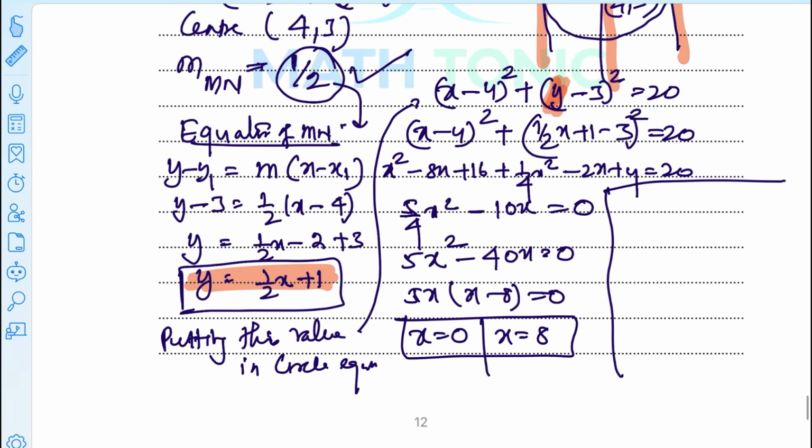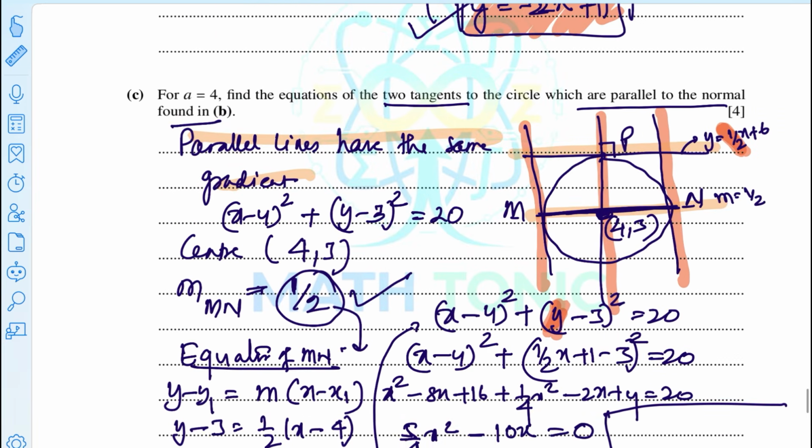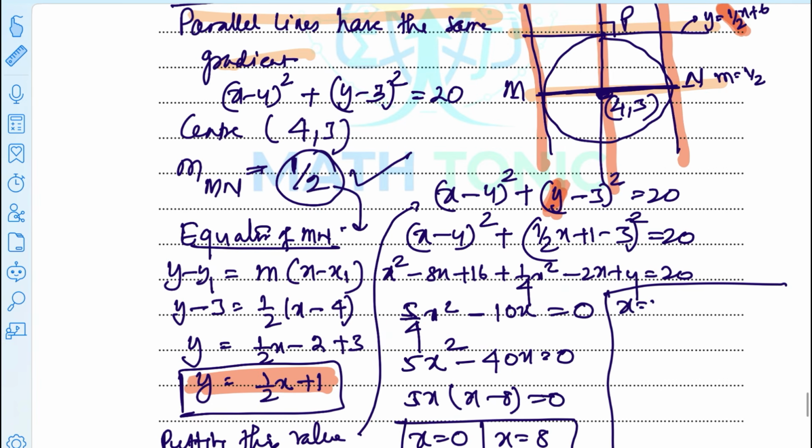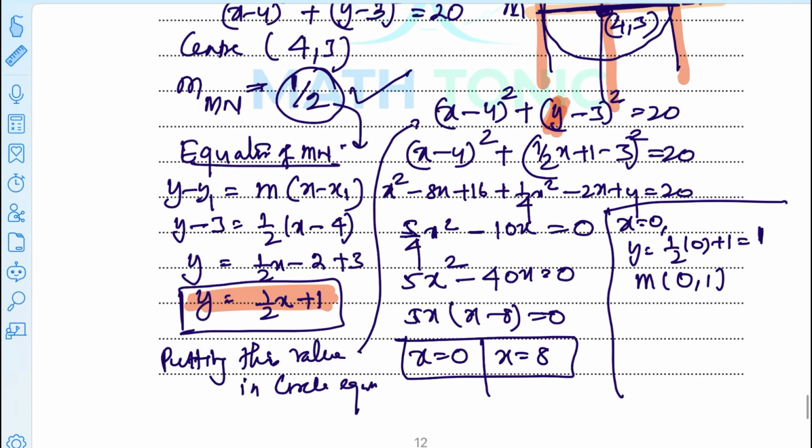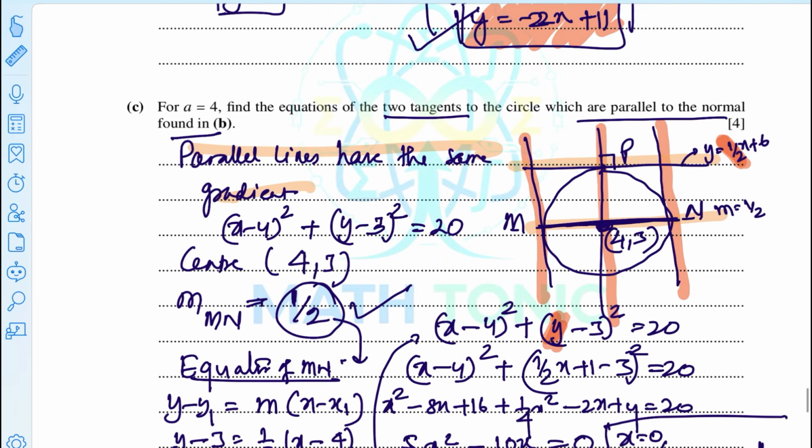How to find the value of y? Now see, this is the value of x and y. When x = 0, put the value of y there: y = 1/2 times 0 plus 1, which equals 1. So if I say M, we got (0, 1). And when x = 8, y = 1/2 times 8 plus 1, that equals 5. So N is (8, 5). So this one I got as (0, 1), and this one we got as (8, 5).